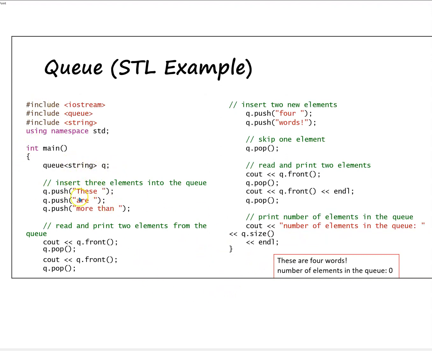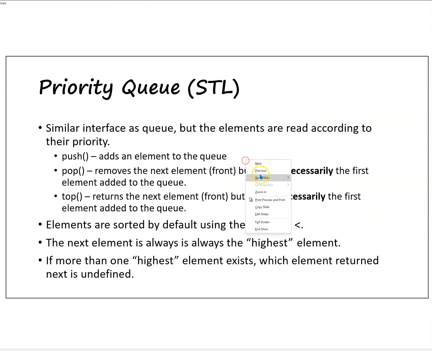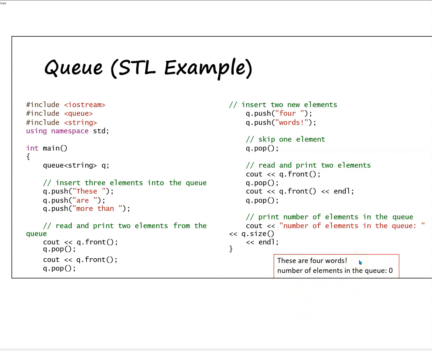So here's a very straightforward example. We define a queue with a string. We push these words onto it, and we're going to read the first element, pop it, read the second element, and pop it, which would give us this and R. And then we're going to push on two more words, 4 words, and we're going to pop one and skip it. Then we'll read and print 2 elements, queue front, pop it, queue front again, and pop it. And then we're going to print the number of elements. And what it will print out is there are 4 words, and then we push 4 words, and then we do a pop, and then print it out, and boom, we're done.